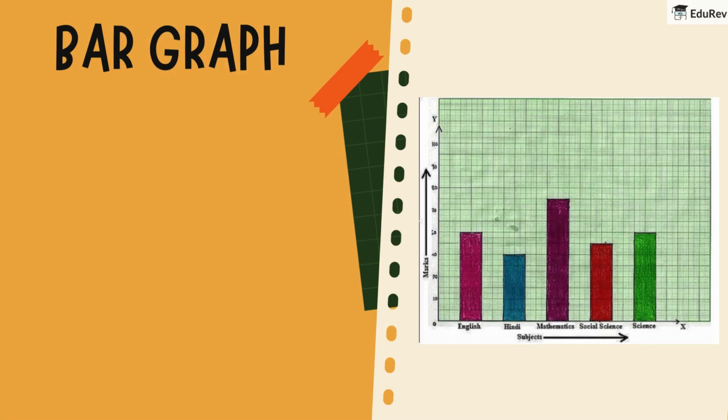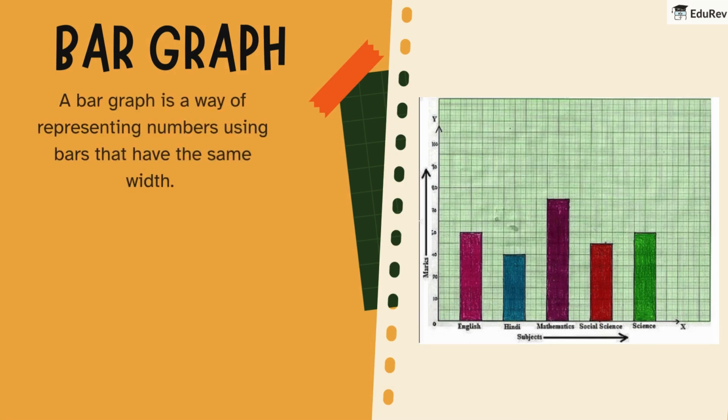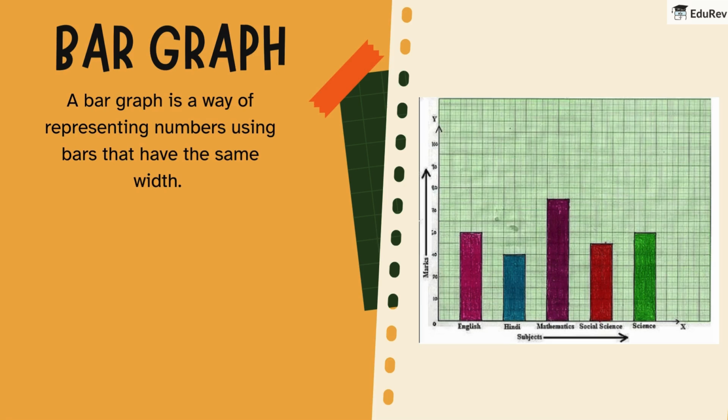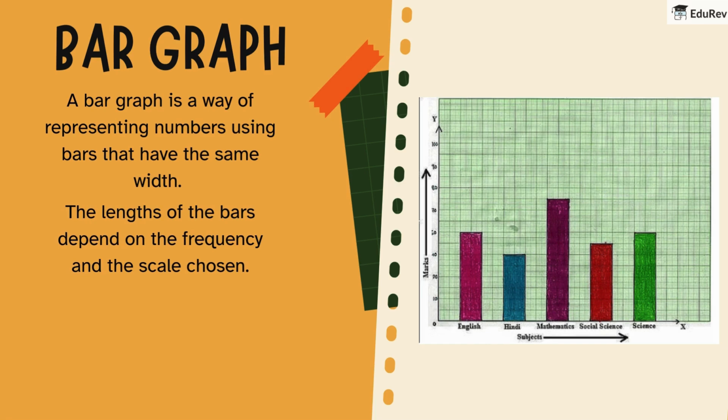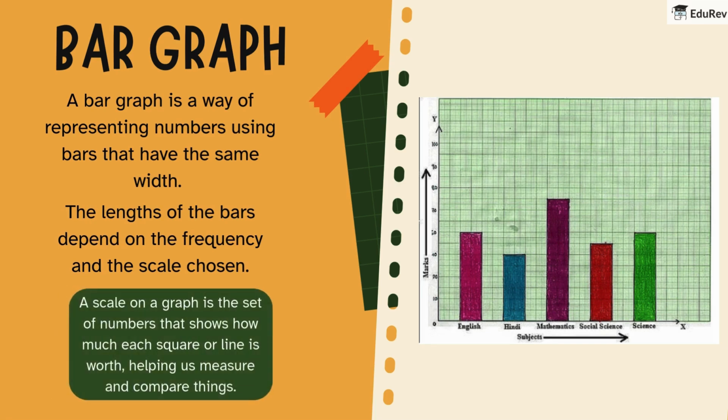Now let's shift our focus to graphical representation, starting with a bar graph. A bar graph is a way of representing numbers using bars that have the same width. The lengths of the bars depend on the frequency and the scale chosen. A scale on a graph is the set of numbers that shows how much each square or line is worth, helping us measure and compare things.